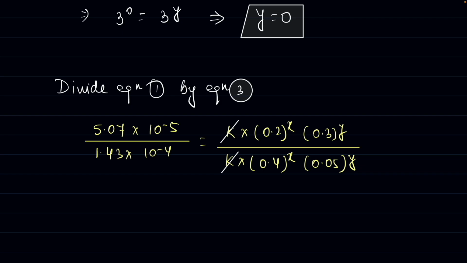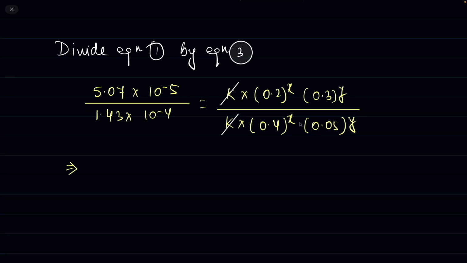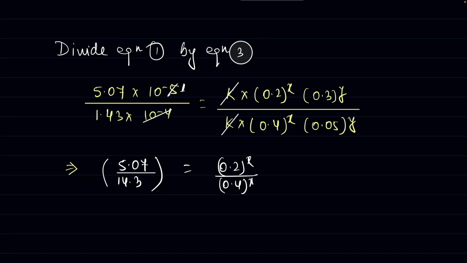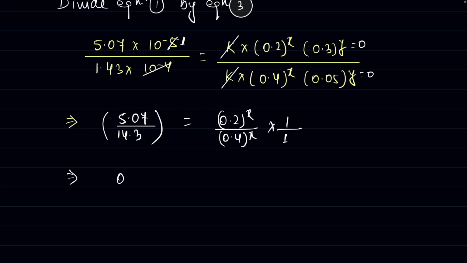Further, we can write it. This power we can also cancel. So here we get 1. So now it will be equal to 5.07 divided by 14.3 equal to 0.2 to the power X divided by 0.4 to the power X, into the Y value which is 0. Anything whose power is 0 is always equal to 1. So here it is 1 by 1. 0.354 is equal to 1 by 2 to the power X.